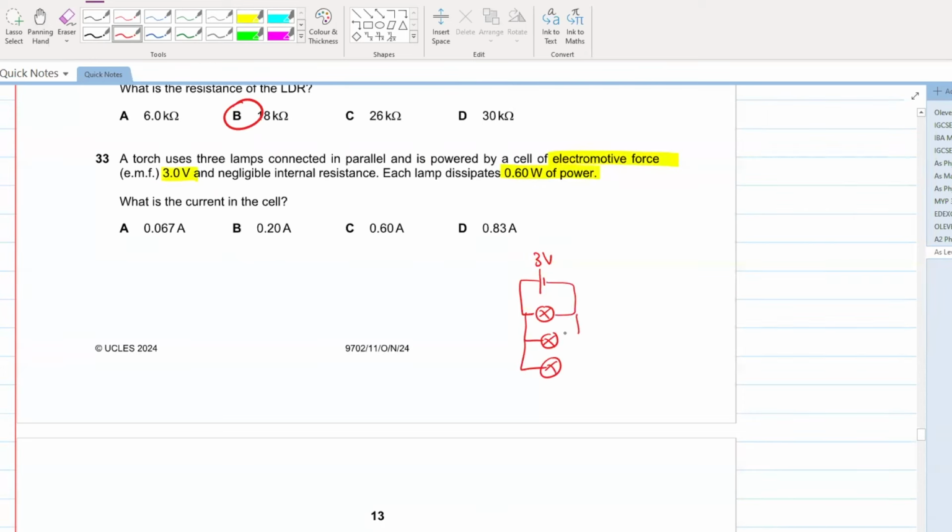And let's say each of them is producing a power of 0.6 volts. The voltage is 3 volts, power of 0.6 volts. Can you calculate the current? Yes, power is equal to IV. Power is 0.6, voltage is 3. Your current comes out to be what? 0.6 divided by 3. Your current is 0.2 ampere.